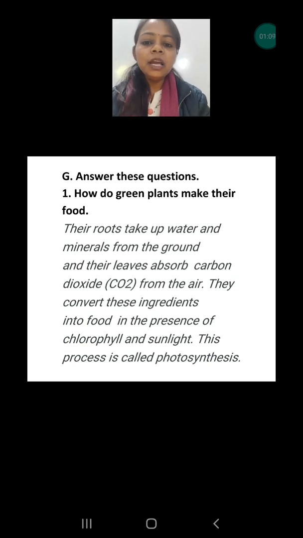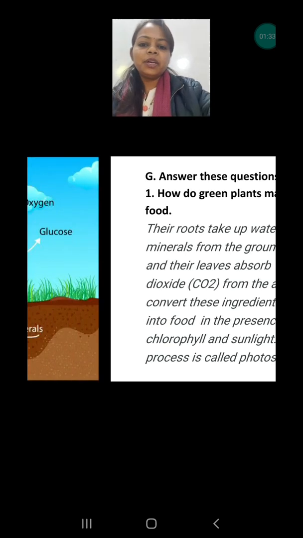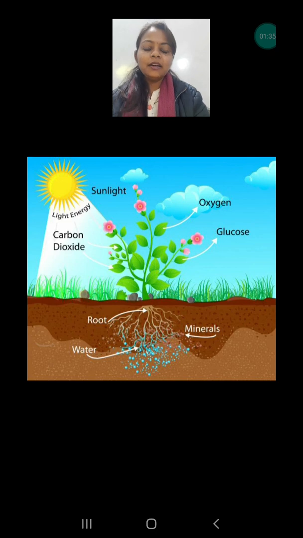Okay, so let's read this answer. Their roots take up water and minerals from the ground, and their leaves absorb carbon dioxide from the air. They convert these ingredients into food in the presence of chlorophyll and sunlight. This process is called photosynthesis. And let me remind you one more time, they make their food in the form of glucose. Okay, you all know photosynthesis very well, because I have explained it many times during the explanation of this chapter.